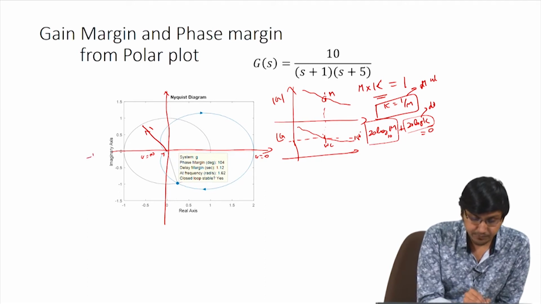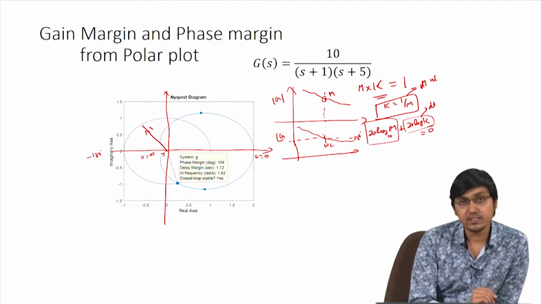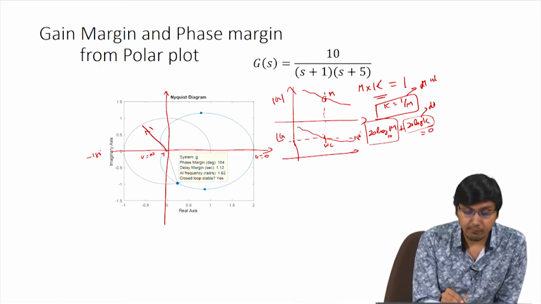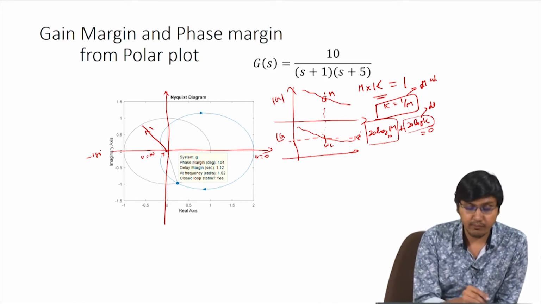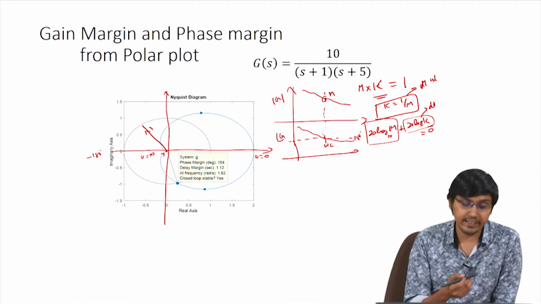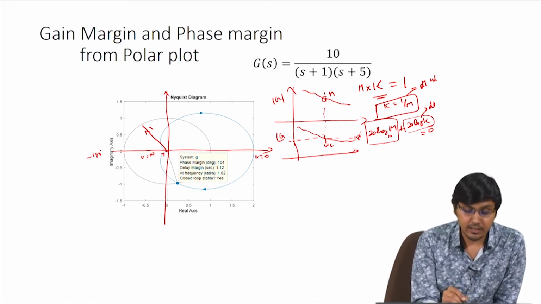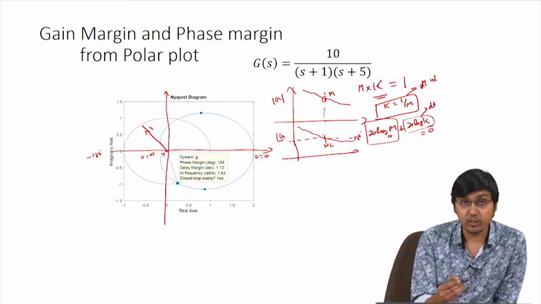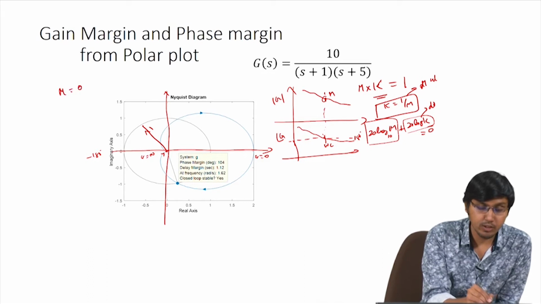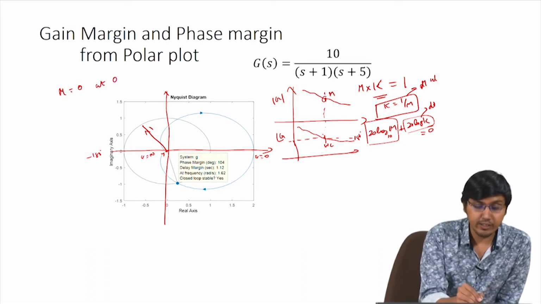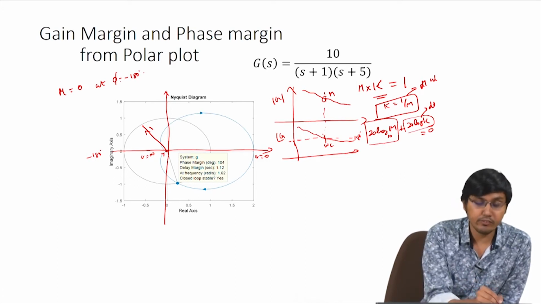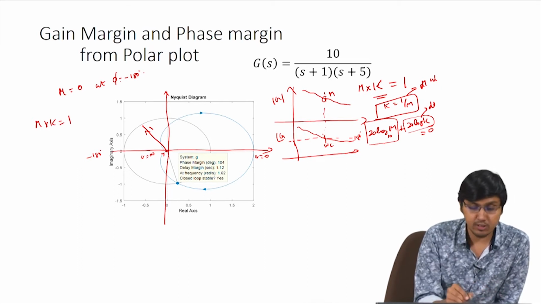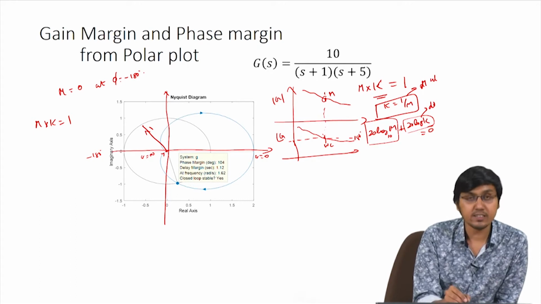At minus 180 degree, what was the gain? At minus 180 degree the gain is 0, right. The magnitude M is going to 0 whenever the phase is equal to minus 180 degree. So basically it means that you can have infinite gain. If M times K must be equal to 1, then M is equal to 0 at minus 180 degree.